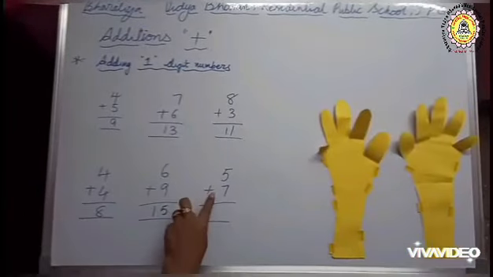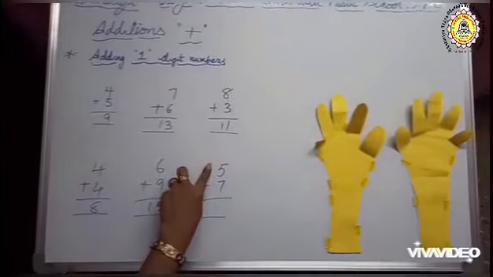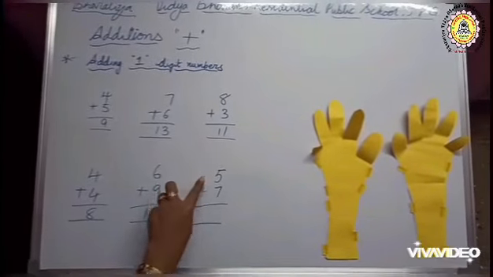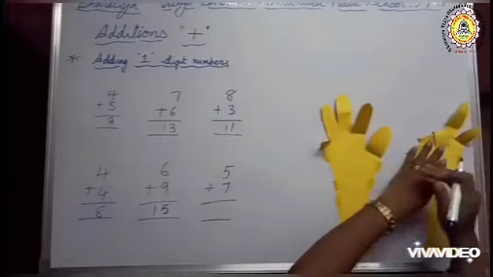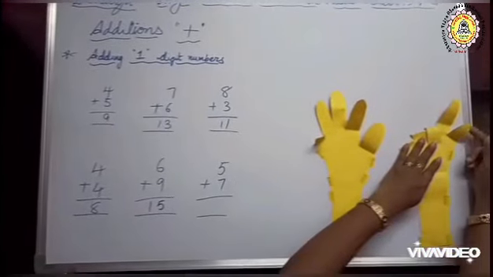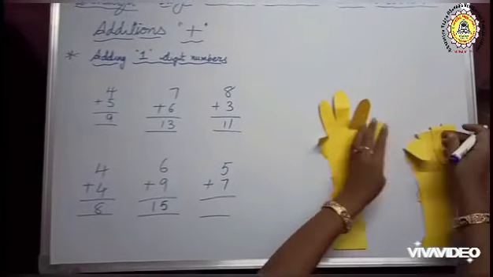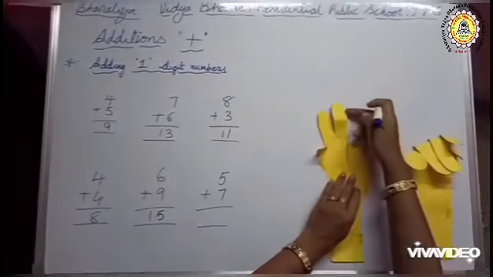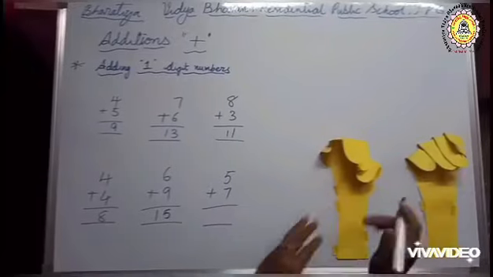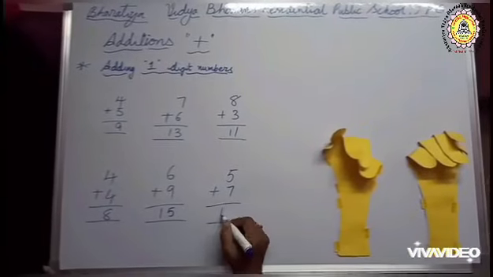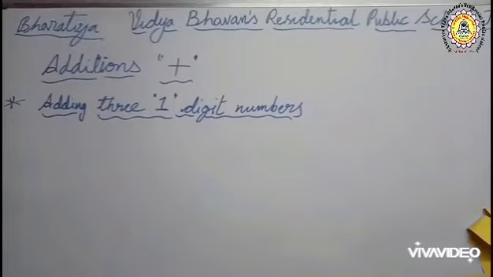Then 5 plus 7. Now 5 put it in the mind, children. Take out 7 fingers. Now see, 5 after 6, 7, 8, 9, 10, 11, 12. That means 5 plus 7 is equal to 12.